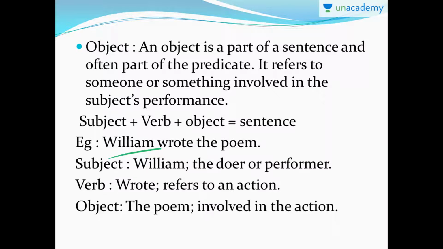Now, William is the subject, or the doer or the performer. Okay, he is a person who is doing something, right? He is writing, so he is the doer or the performer. In this case, he is also the subject. Okay, next one is wrote. The verb is wrote, because it refers to an action. Verbs are action or doing words, right? So wrote is the verb, and then what did he write? He wrote the poem. So the poem is the object because it is involved in the action. So the subject did something, as a result we got an object. Okay, that's what it means. It is related to the subject's performance. The subject performed an act which became the object. The subject is the beginning, then the verb, and what did the subject do or what did it perform? It is the object. All right.